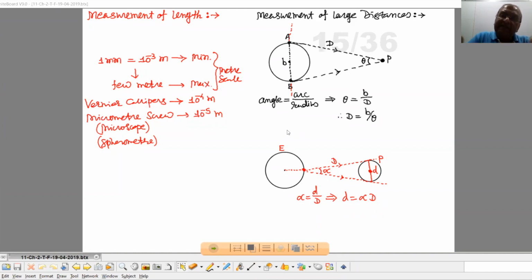Now suppose we want to take an even smaller measurement, 10 raised to minus 5 meter. So another device is there named micrometer screw gauge or microscope, and another one is a spherometer. So with the help of all these instruments you can take measurements up to 10 raised to minus 5 meter.